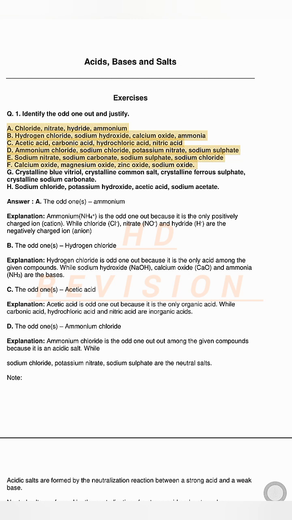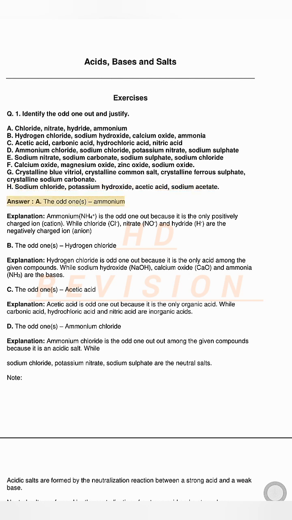nitric acid. D: ammonium chloride, sodium chloride, potassium nitrate, sodium sulfate. E: sodium nitrate, sodium carbonate, sodium sulfate, sodium chloride. F: calcium oxide, magnesium oxide, zinc oxide, sodium oxide. G: crystalline blue vitriol, crystalline common salt, crystalline ferrous sulfate, crystalline sodium carbonate. H: sodium chloride, potassium hydroxide, acetic acid, sodium acetate.